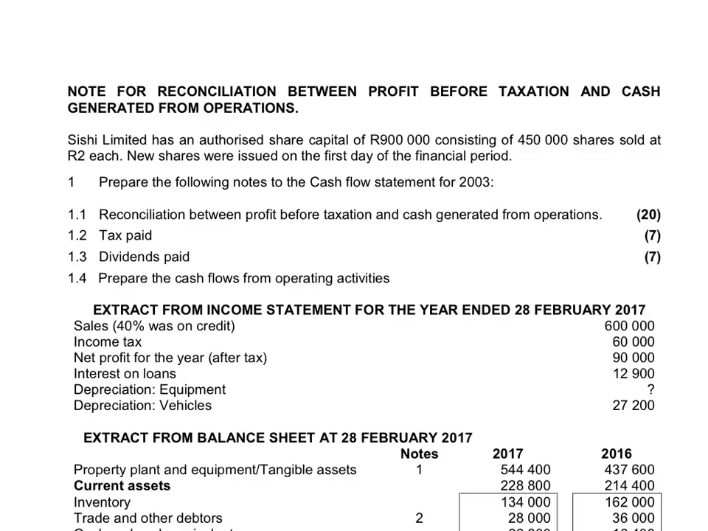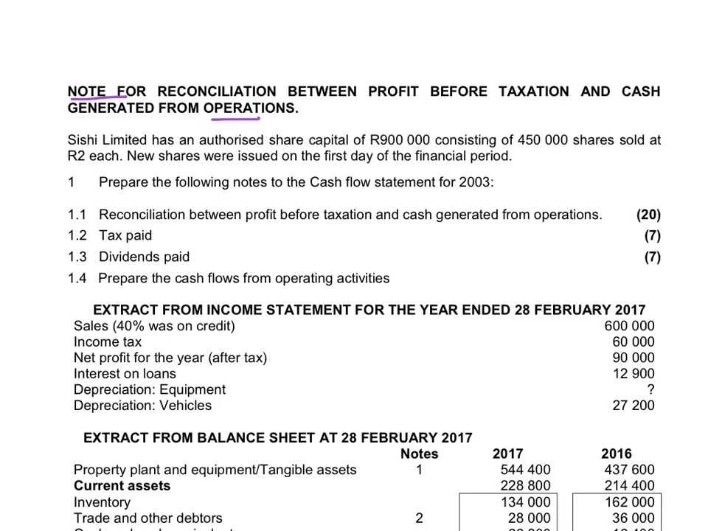Good morning. We will pay attention to the cash flow statement. In this recording, we will pay attention to the note that you have to complete between the taxation and the generation from operations. That means the profit before tax plus interest plus depreciation and your current assets.